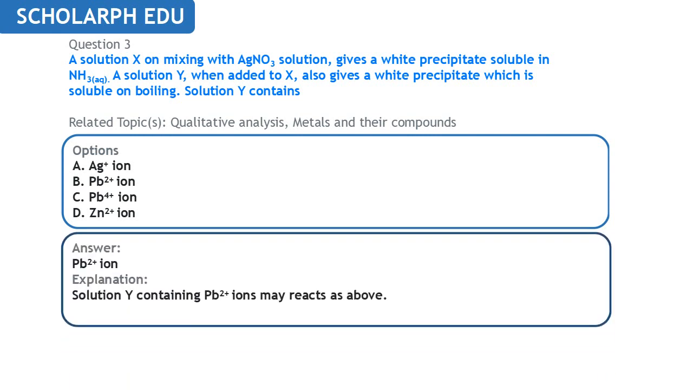the solution Y contains lead ion. That is the solution that we added to this solution that gives this reaction. The solution Y that will be added to it, that will give a white precipitate which is going to be soluble, that is, that would dissolve on boiling, would contain lead ion.